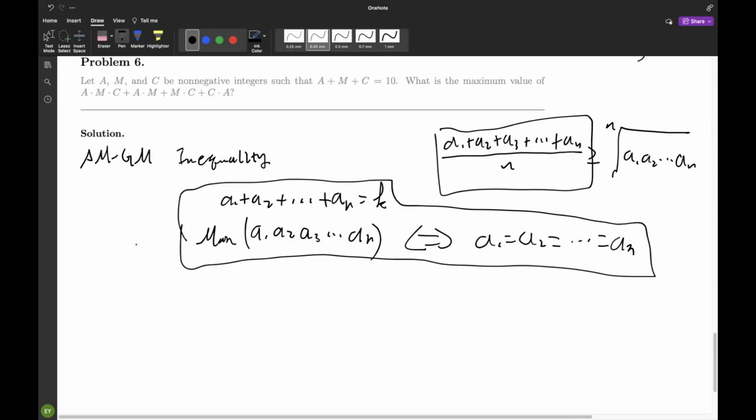자, 그러면, we know A plus M plus C equals 10. A, M, C의 최대값을 구하려면 어떻게 해야 될까요? Can anyone guess? Or do you guys know the answer to this question? When does A, M, and C achieve its maximum?